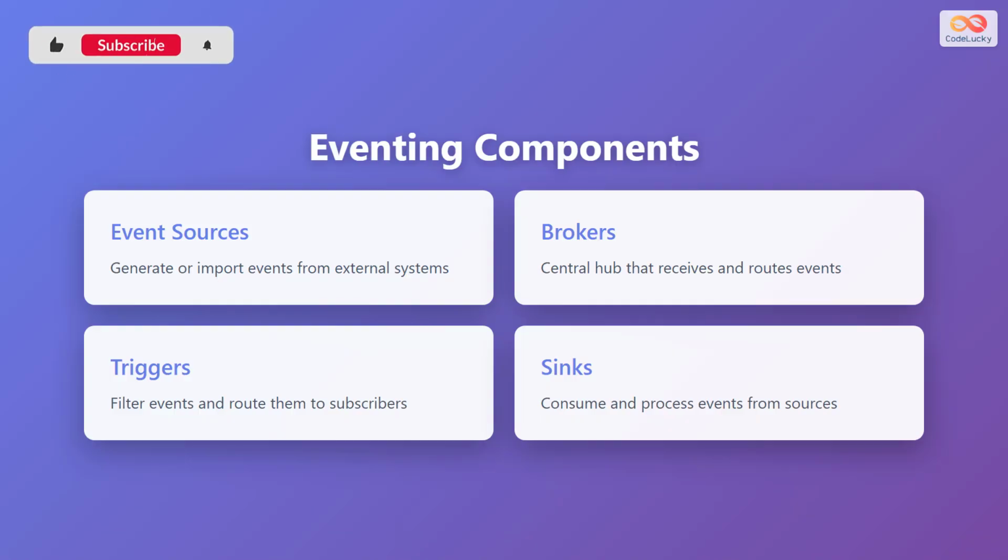Knative Eventing consists of 4 main components. Event sources generate or import events from external systems like databases, cloud services, or message queues. Brokers act as central hubs that receive events from sources and route them to interested consumers. Triggers are configuration objects that filter events based on attributes and route them to specific subscribers. Finally, sinks are the event consumers that receive and process events. Sinks can be native services, standard Kubernetes services, or even external endpoints. This flexible architecture allows you to build complex event-driven systems with loose coupling between components.